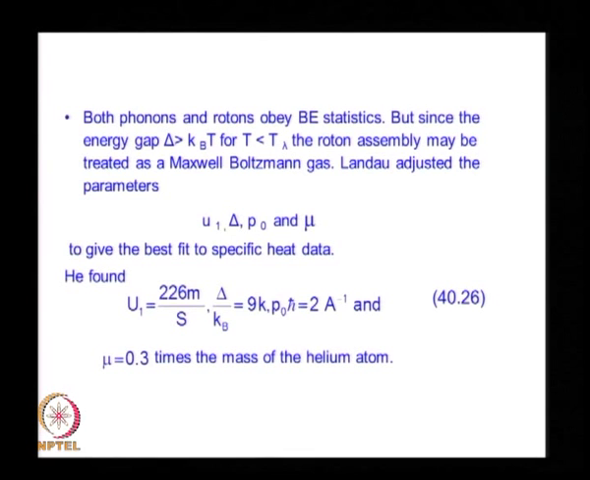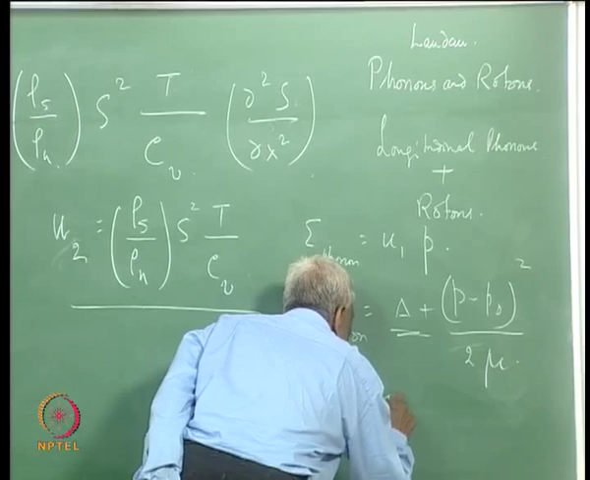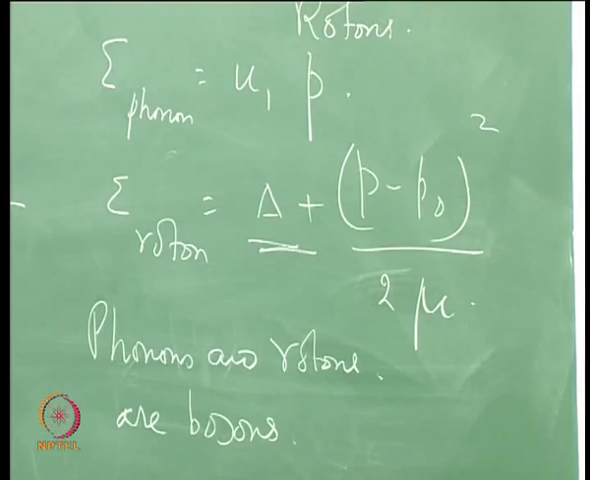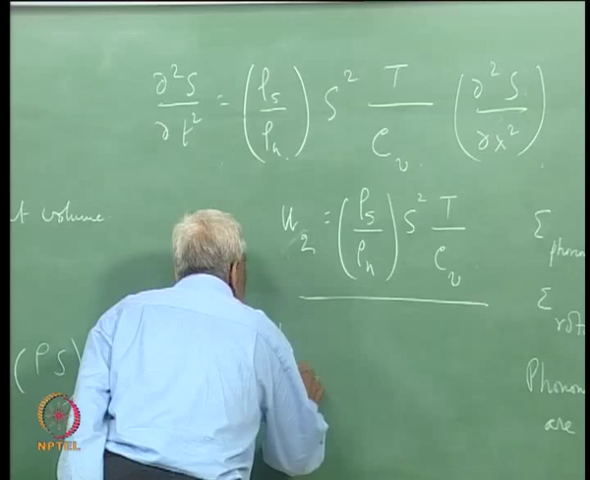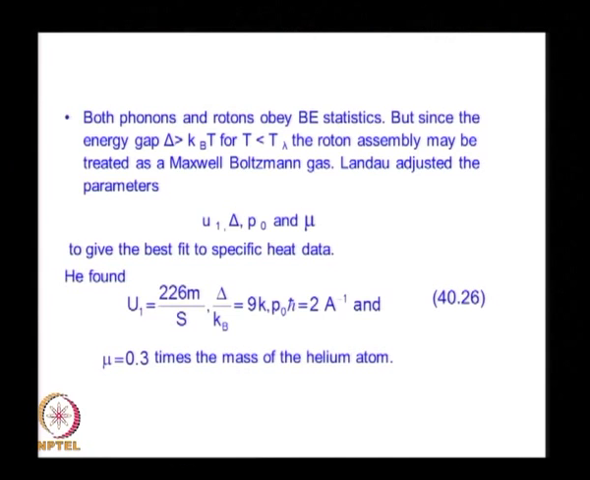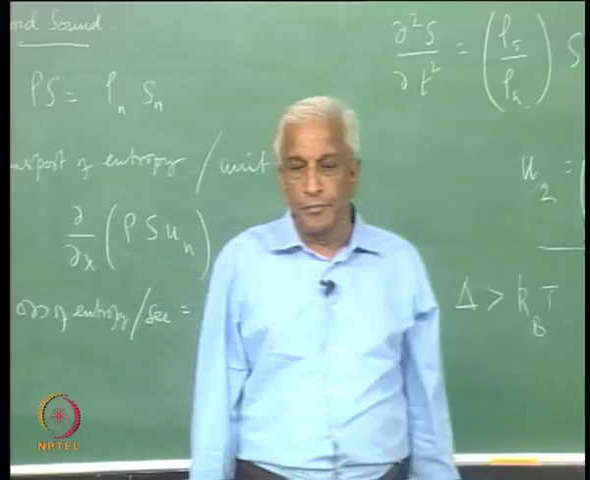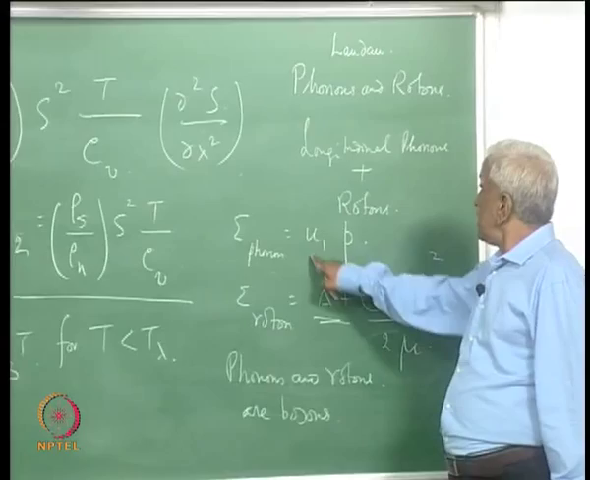So, both phonons and rotons obey Bose-Einstein statistics, and so are bosons. Since its energy gap delta is greater than kBT for T less than T lambda, the roton assembly may be treated as a Maxwell-Boltzmann gas. Then you can calculate the excitation spectrum by taking u1, delta, p naught and mu as adjustable parameters.